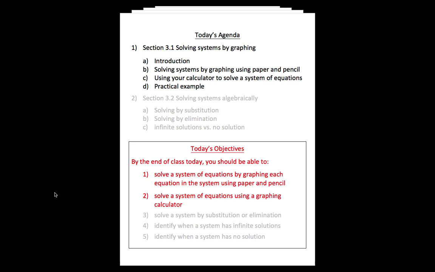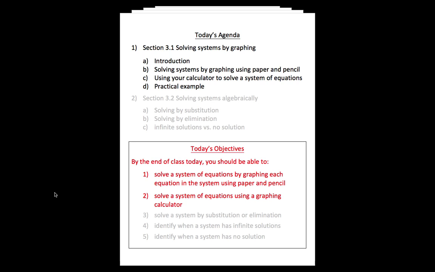We'll do these two sections in a series of videos. This first one will focus on section 3.1, in which we'll be solving a system of equations by graphing. The follow-up video, which you'll watch tomorrow, will cover section 3.2, which will talk about another means of solving a system of equations, that is, solving systems algebraically.